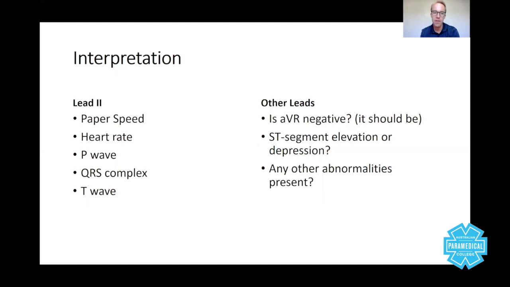Then you would go down the rest of the leads. Is AVR negative? It should be. Are the ST segments in each of the ECG leads elevated or depressed? It shouldn't be. They should all be isoelectric. In other words, the line itself should be nice and straight, and it shouldn't be depressed or elevated. Or are there any other abnormalities? And this really comes down to your reading and your interpretation from other texts.